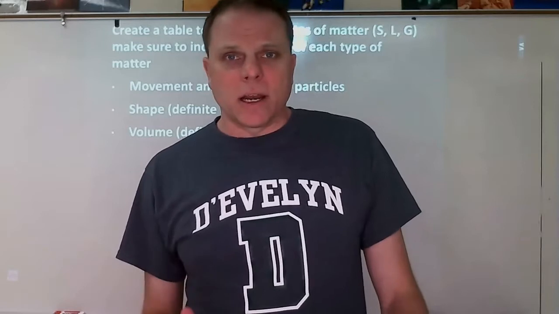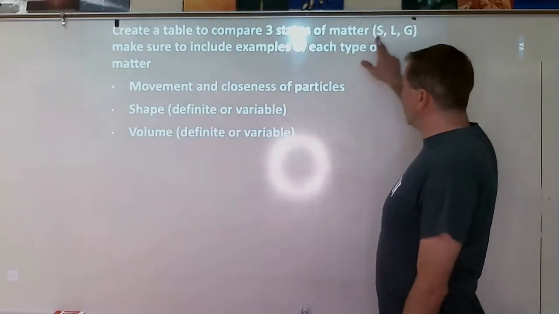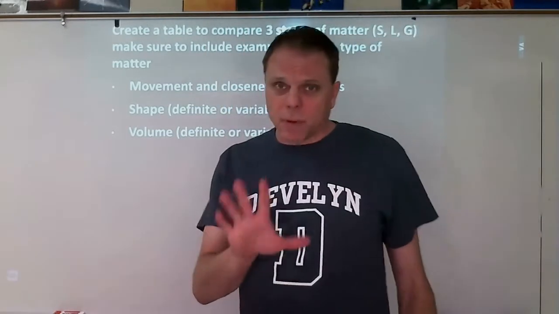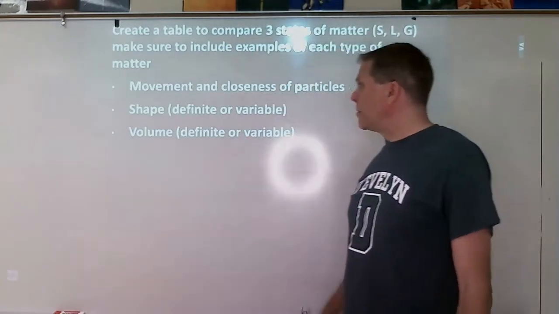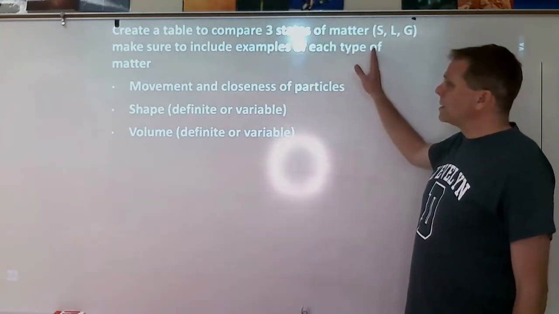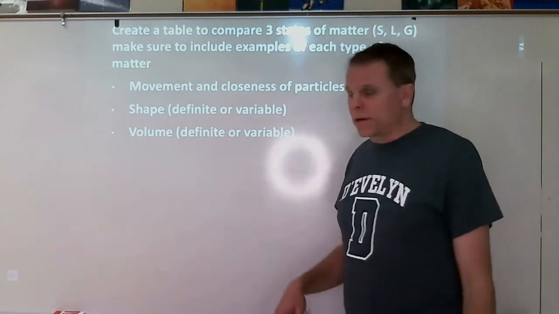Okay, so now I want you to create a table, and you'll just do this in your notes section, and you're going to create a table of the three states of matter, solid, liquid, and gas. There are more than three states, but that's the ones we're going to talk about now. And then we want to make sure that you have some examples of each type of matter. I'll show you an example of that table here in a second.